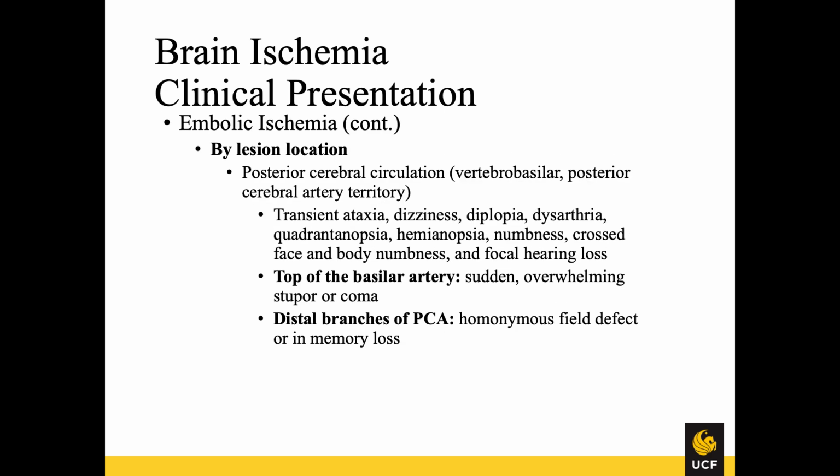Posterior cerebral circulation, so you see this in the vertebrobasilar posterior cerebral artery territories. You're going to get things like transient ataxia, dizziness, diplopia, dysarthria, quadrantanopsia. I don't even know what that is. We'll have to look that one up. Hemianopsia, I'm guessing it's separation of the visual field into 4 quadrants. Hemianopsia, numbness, cross-face and body numbness, and focal hearing loss.